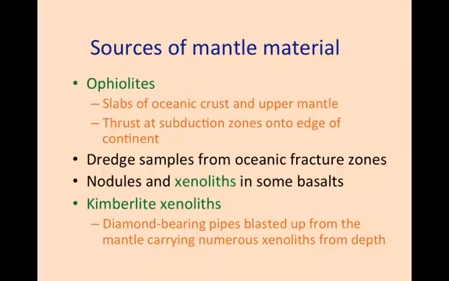All right, where do we get mantle rocks on the surface where we can look at them? We see them in ophiolites, and those are the pieces of oceanic crust and the uppermost part of the mantle that get obducted or thrust onto the edge of continents or island arcs, or that are exhumed within the subduction zone. We can also get samples of ultramafic rocks from dredging along oceanic fracture zones, the high points in the ocean floor. We also see nodules or xenoliths in some basalts.